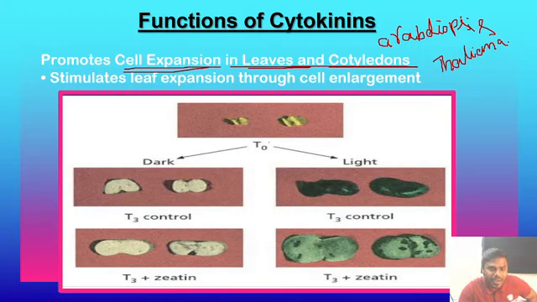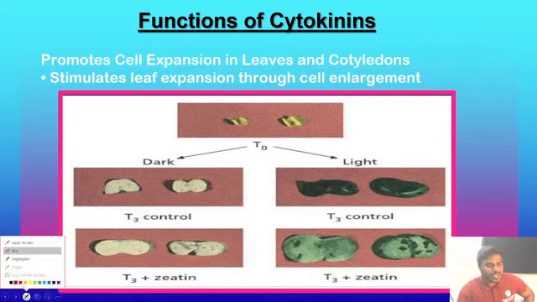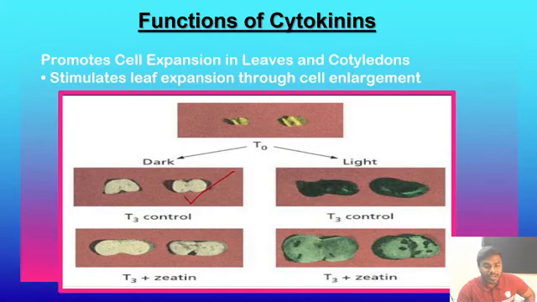All the students listen to me. T0 represents time 0. T3 represents after 3 days. Friends, all of you please kindly look into the diagram. This is the cotyledon and this is the leaf. When you keep the cotyledon and leaf without cytokinin, there will be no expansion at all. Even if you keep them for 3 days, 4 days, 5 days without cytokinin, they are not expanding at all. Later, to the same seedlings and leaves, they added the gelatin.